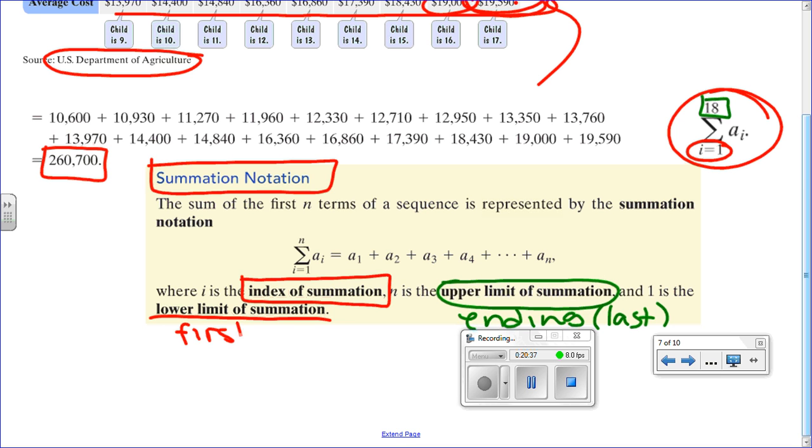Now, do you have to use I? No, you could use other letters. The most commonly used are N, I, and K. And don't think about I as an imaginary number, okay? This has nothing to do with that.